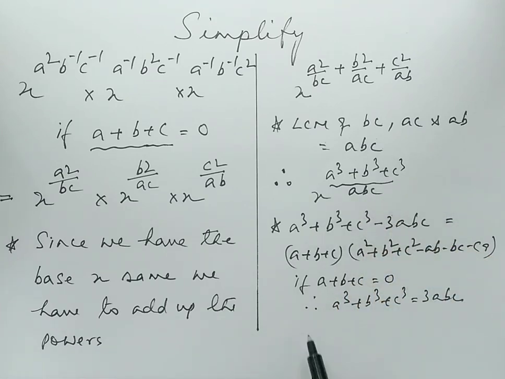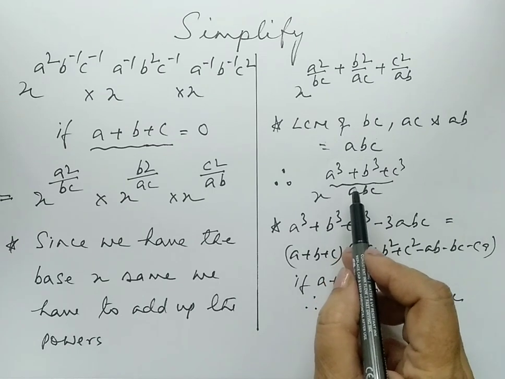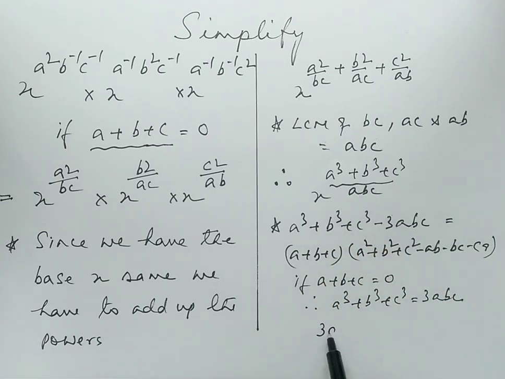Here we need to write 3abc, and below we have abc, and x is here. Remember, this is the power of x. So abc gets cancelled, and I am left with only 3. This is precisely the answer. Having simplified this entire thing, I get x cube as my answer.